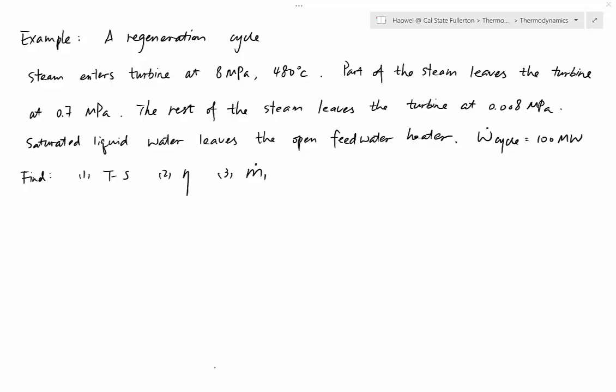First one is to sketch the whole process on a T versus S diagram. Second one is to look for the efficiency. And part 3 is to look for the total mass flow rate m dot 1.